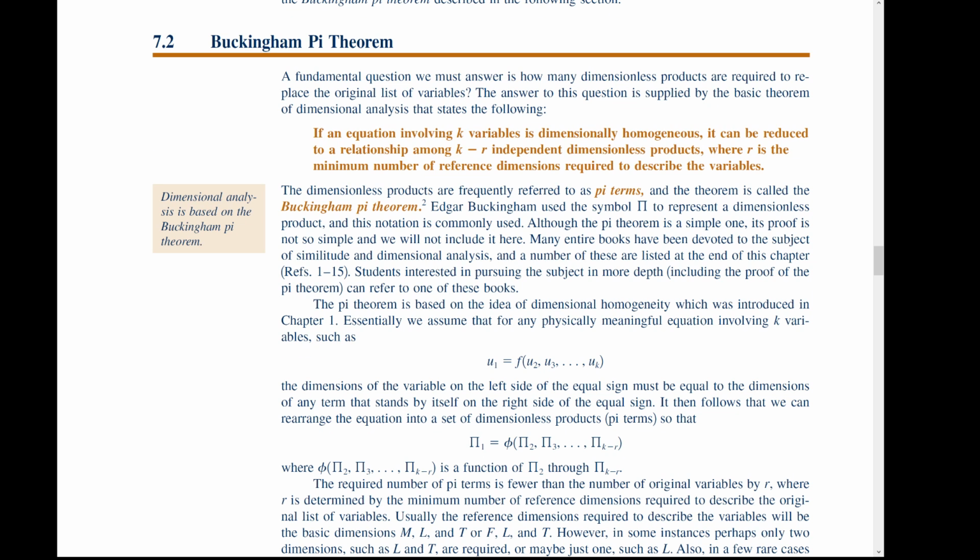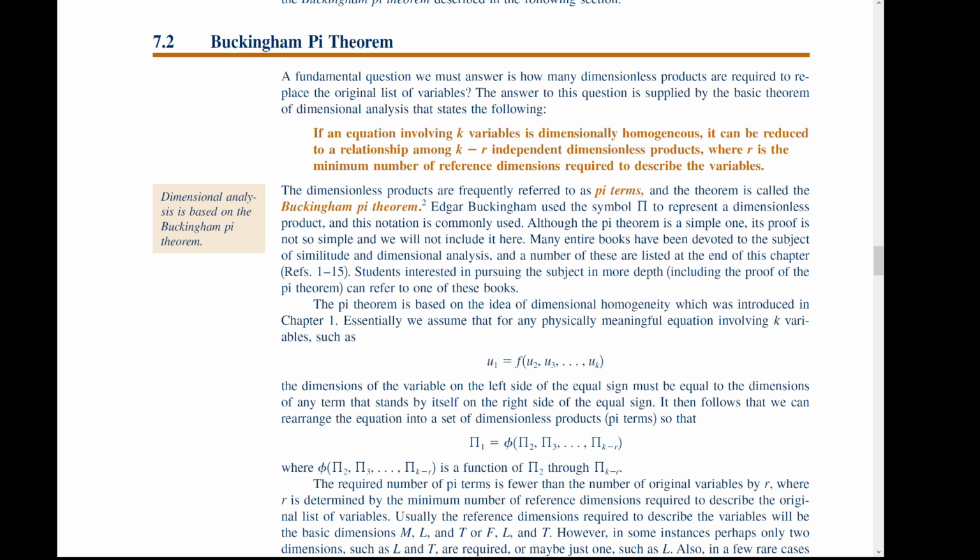The fundamental question we must answer is how many dimensionless products are required to replace the original list of variables. The answer to this question is supplied by the basic theorem of dimensional analysis that states the following. If an equation involving k variables is dimensionally homogeneous, it can be reduced to a relationship among k minus r independent dimensionless products, where r is the minimum number of reference dimensions required to describe the variables. In Mother Russia, Pi Buckingham's you.